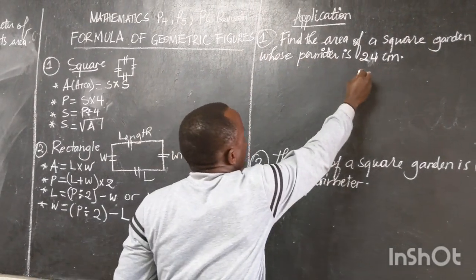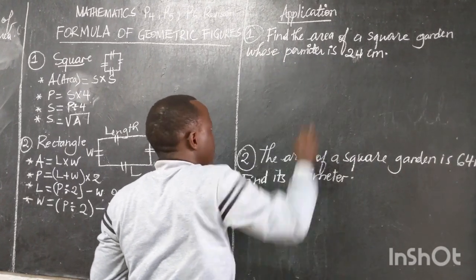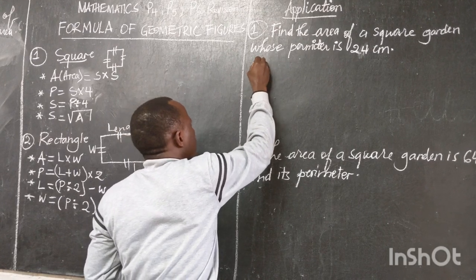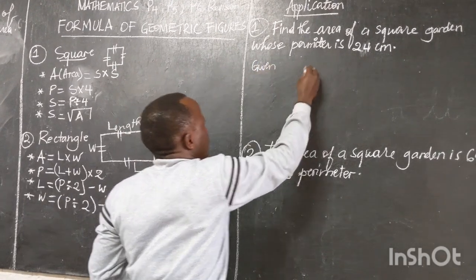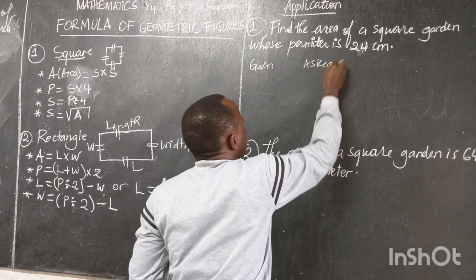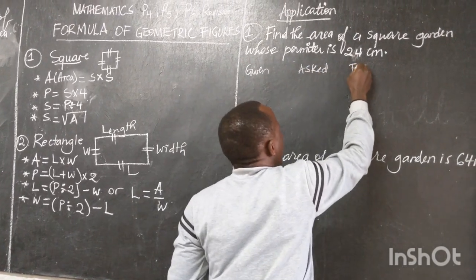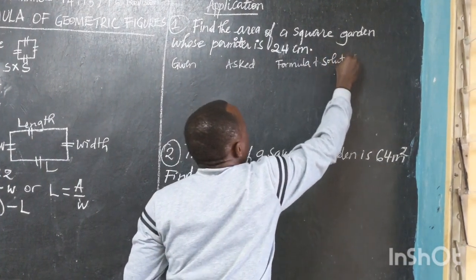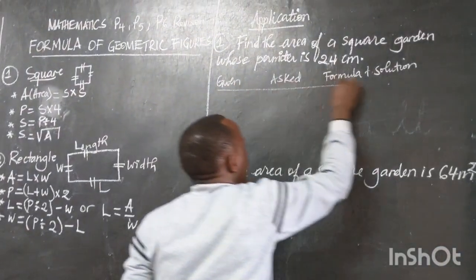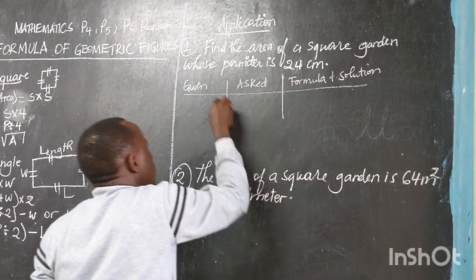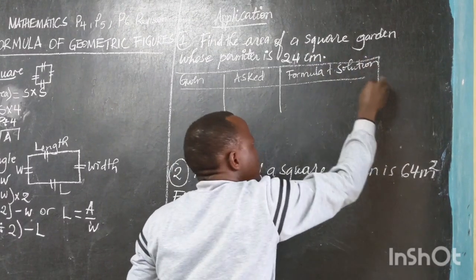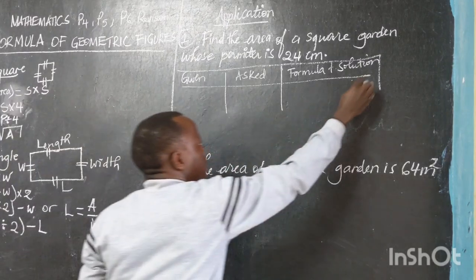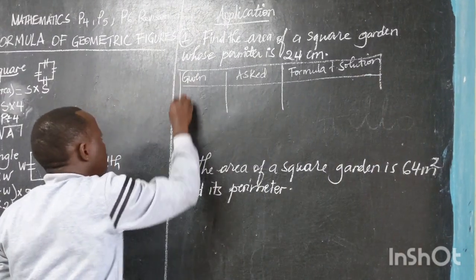Find the area of a square garden whose perimeter is equal to 24 centimeters. So we first draw our table. We have what is given, what is asked, and we have a formula plus solution. The reason why we draw this small table is because it will help us to understand properly the way this question can be done.